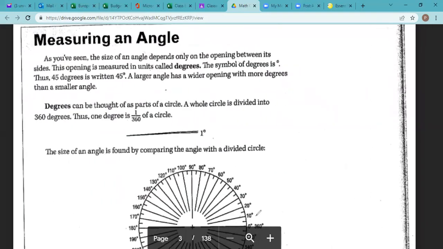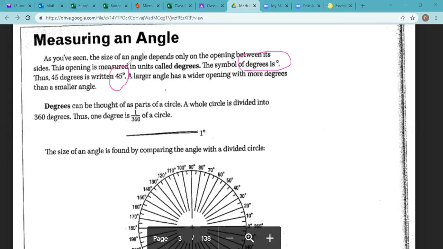And we're going to talk about measuring an angle, which I've already kind of mentioned some of this, okay? As you've seen, the size of an angle depends only on the opening between its sides. This opening is measured in units called degrees. Now, the symbol for degrees is, of course, that little tiny o in the upper right-hand corner of a number, just like our oven has degrees. Like if we want to turn our oven onto 225 degrees, we make that little tiny symbol, right? So if we said 45 degrees, it would be written like this.